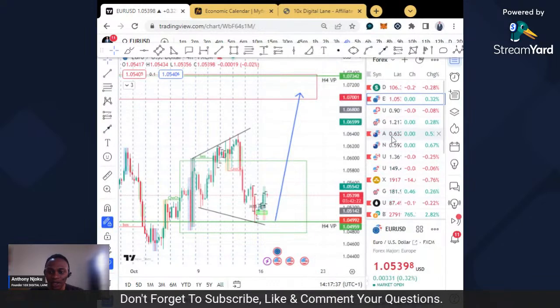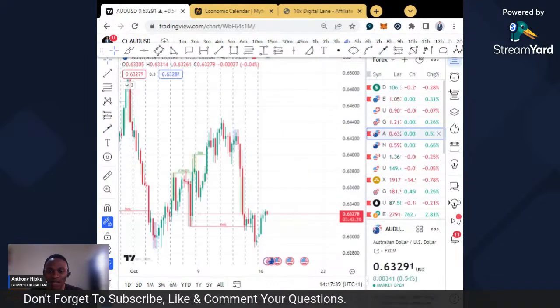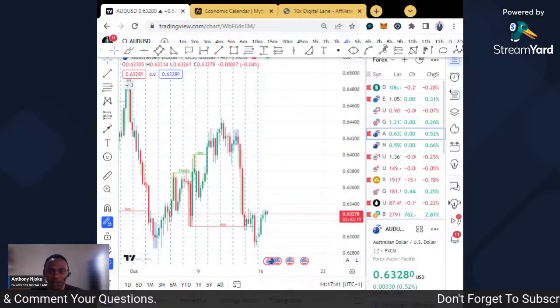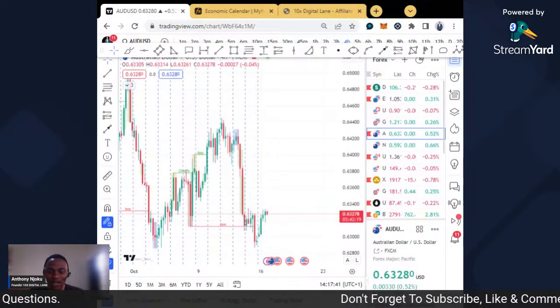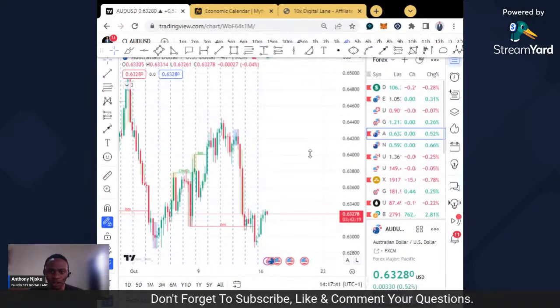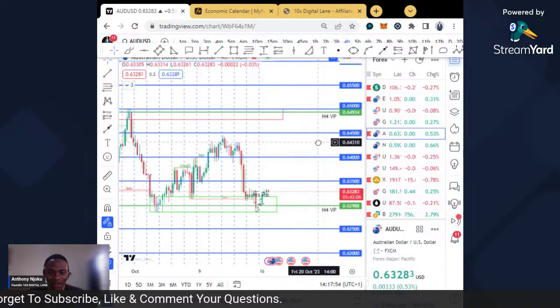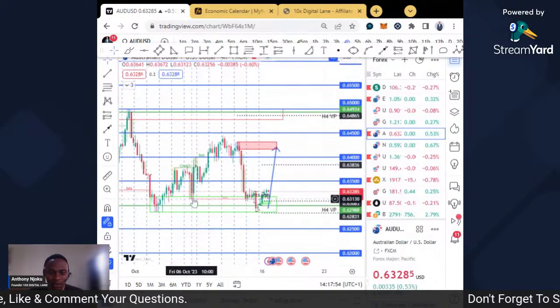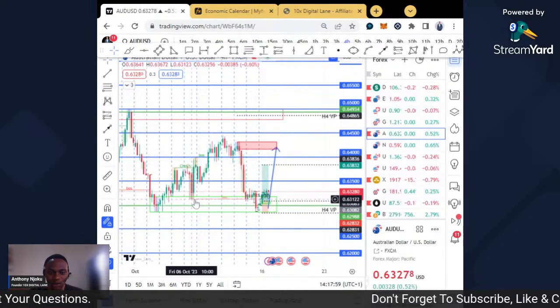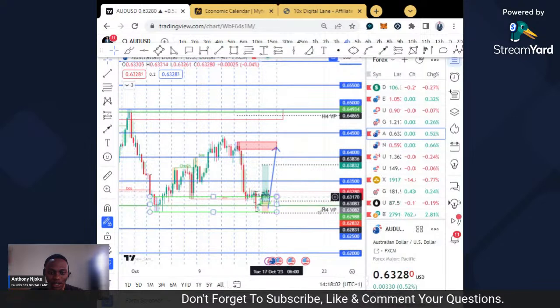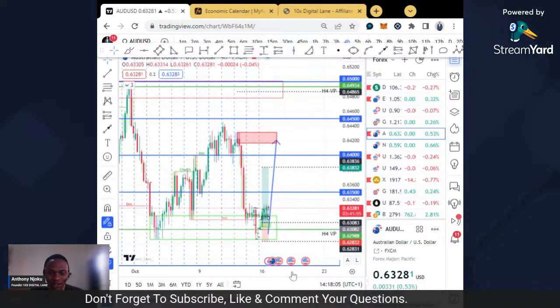Then the next pair on our list is AUD against the United States dollar. We have this structure currently in the market, and if you can see, the market came and took out liquidity from this low. A lot of buyers that had their stop loss below this low were taken out, and currently the market is moving to the upside.